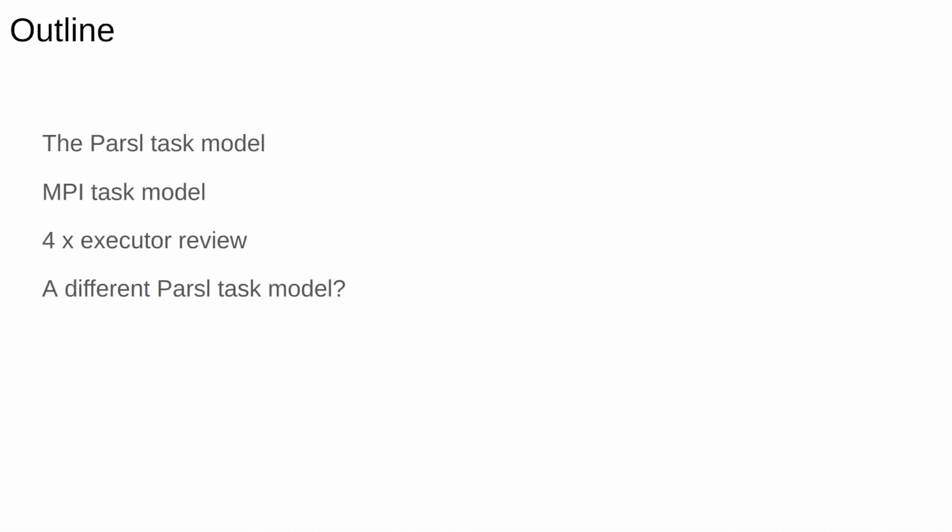So I'm going to talk about what the Parsl task model looks like, and what the MPI task model looks like briefly. We've got 4 different implementations of MPI now, I think, in Parsl. And I'll briefly review how those, in my perception, do MPI. And then maybe some ideas for how to make some of the things that I dislike a little bit nicer.